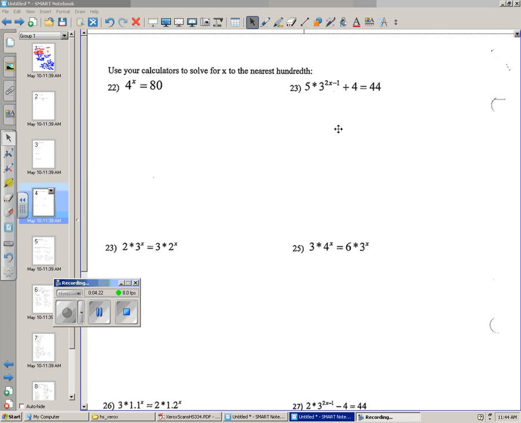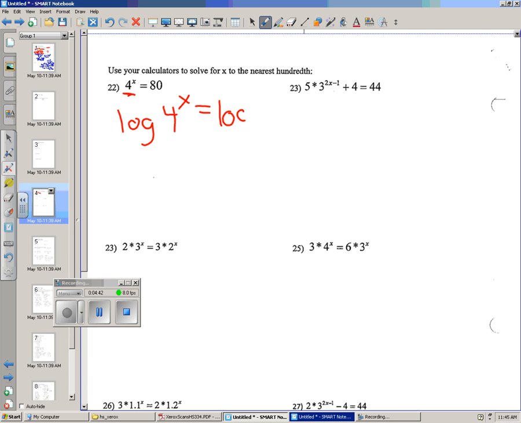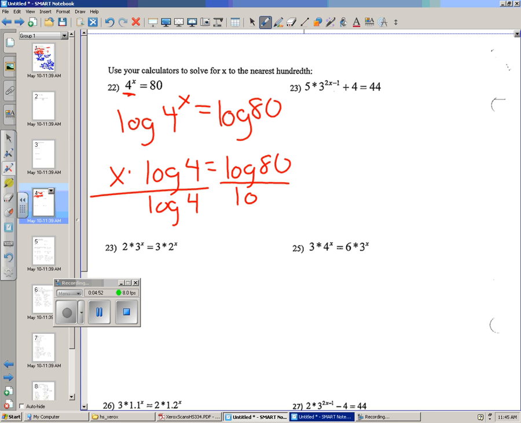Okay guys, so now let's look down to a different kind of problem at number 22. And we need to remember that whenever we want to solve an equation that has a variable in the exponent, as long as we have the term with the variable in the exponent alone, we can take the log of both sides. What that allows us to do is to put the variable in front and then divide. So here, we end up getting that x is the same as log 80 divided by log 4. And you can just put that in your calculator. Okay, let's look down at one that's a little trickier.